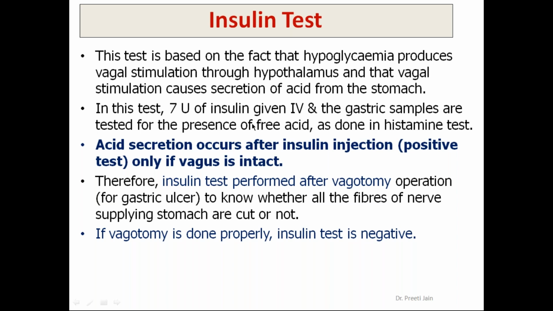So 7 units of insulin are given IV. Gastric samples are tested for presence of free acid. Acid secretion occurs after insulin injection only if the vagus is intact. So insulin test is performed after vagotomy operation to know whether all the fibers of nerve supplying the stomach have been cut or not. If vagotomy is done properly, insulin test should be negative.